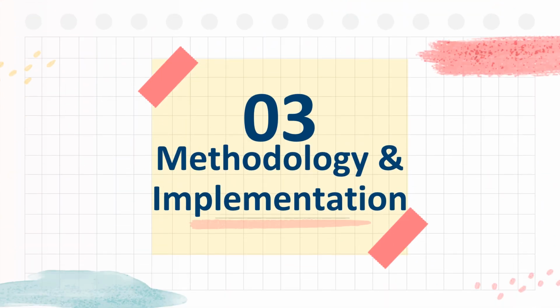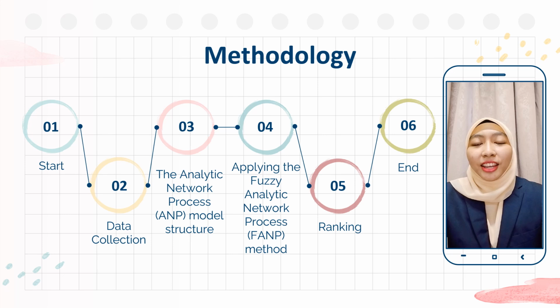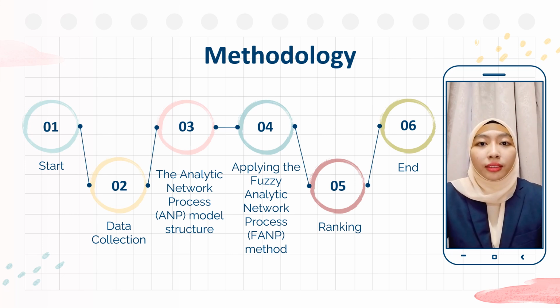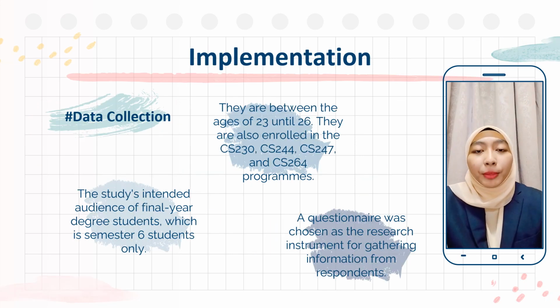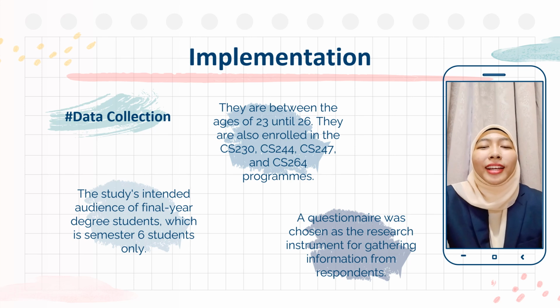3. Methodology and implementation. Methodology. First, start. Second, data collection. Third, the analytic network process (ANP) model structure. And fourth, applying the fuzzy analytic network process (FANP) method. And fifth, ranking. And all this chronological order is made to make it easier to understand this research. Implementation. It will start with data collection.